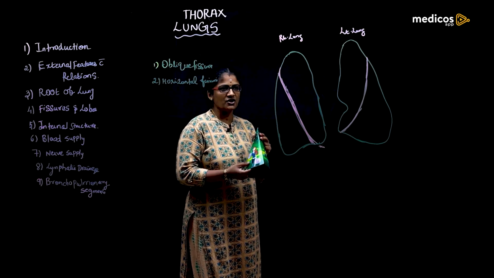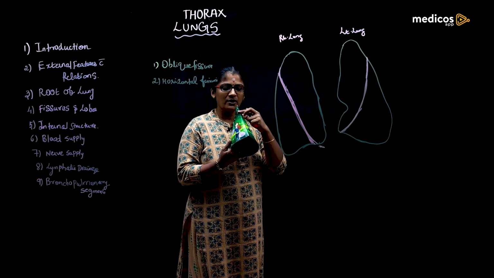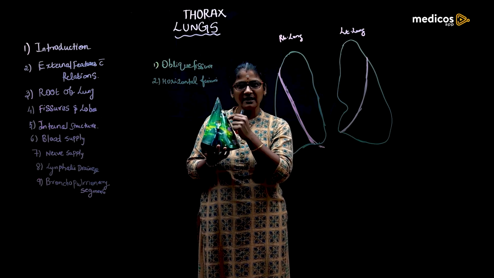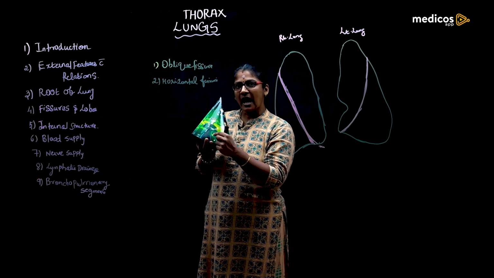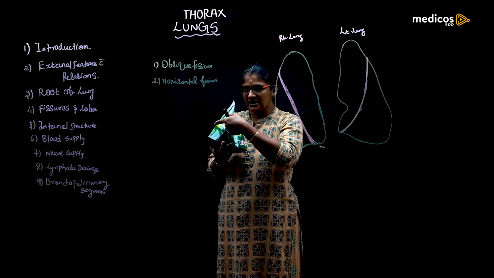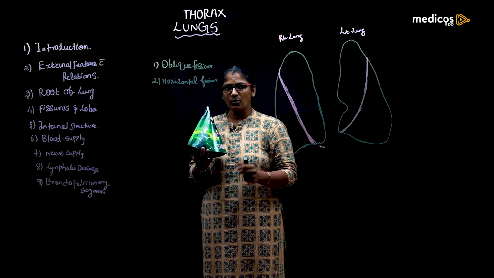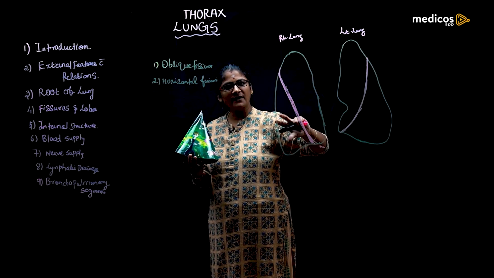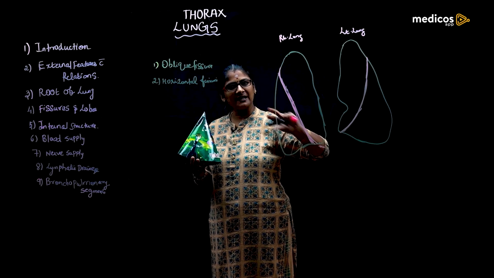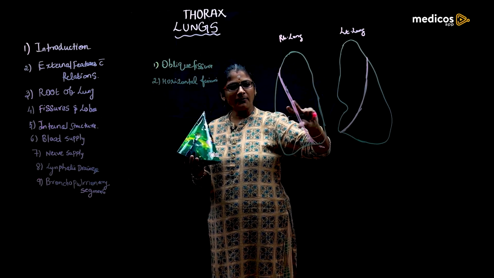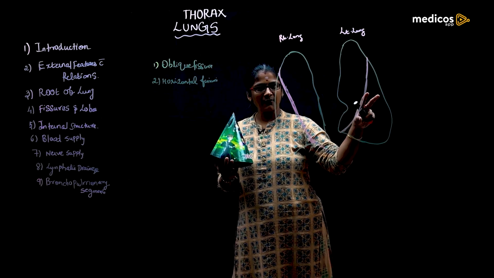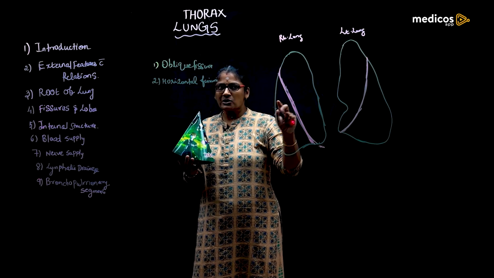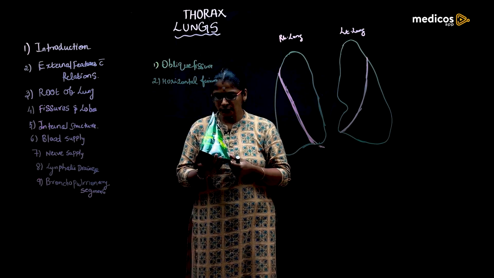Now the next fissure is the horizontal fissure. Whatever runs here will be the oblique fissure. Before that, I want to clarify one point. The oblique fissure divides the superior and the middle lobe from the inferior lobe in the case of the right lung. In the case of the left lung, it separates the superior lobe from the inferior lobe. There will be one more fissure, I will tell you.